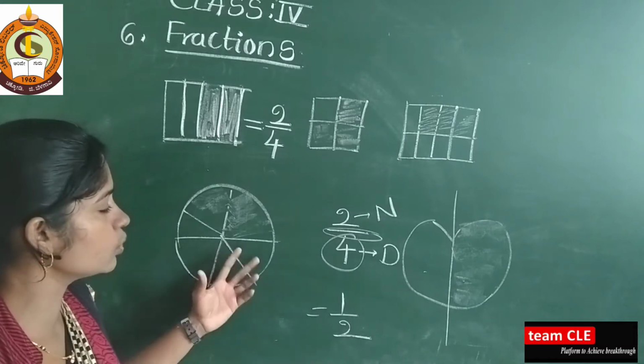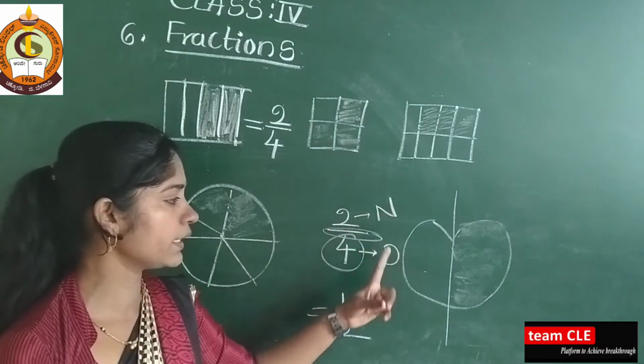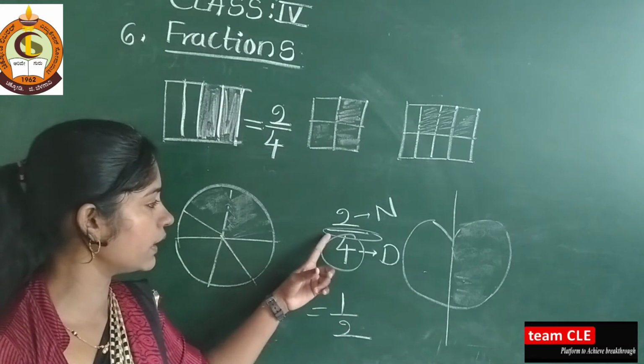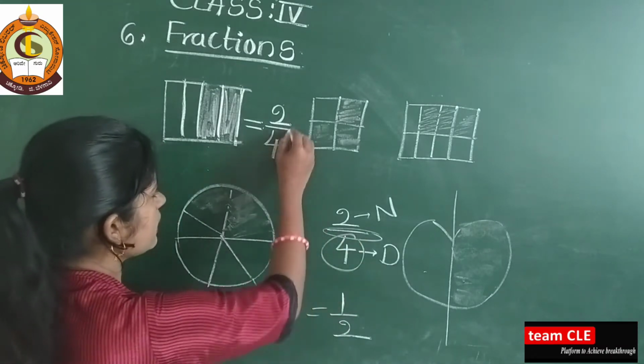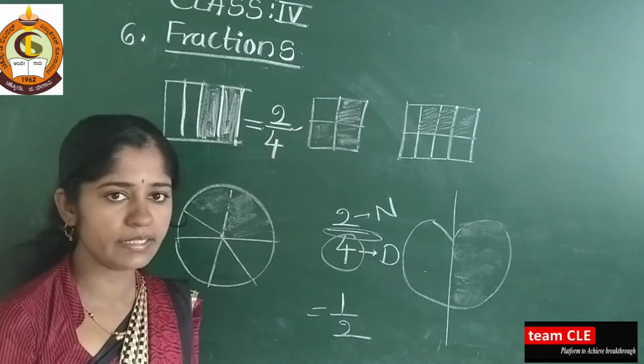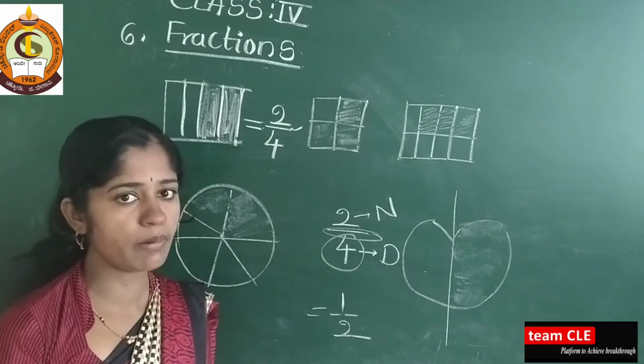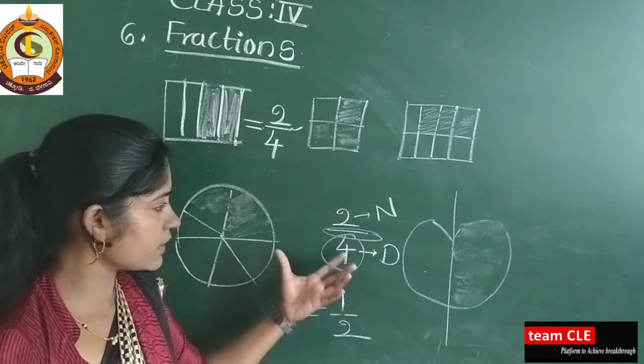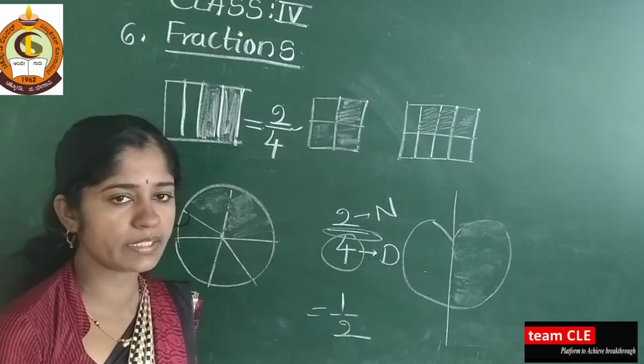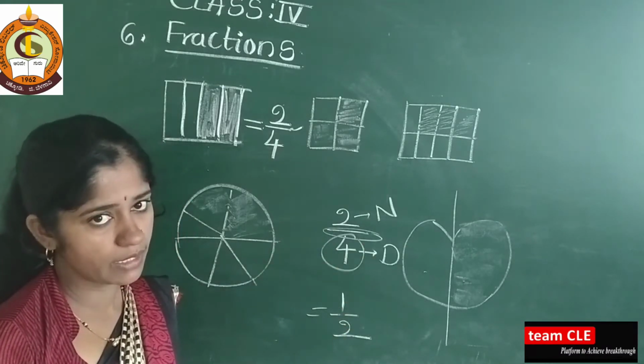Here 2 terms will come. One is the numerator and the other is the denominator. And this line, we are calling it a dividing line. The denominator represents the total parts in the figure, and the numerator represents the shaded part in the figure.